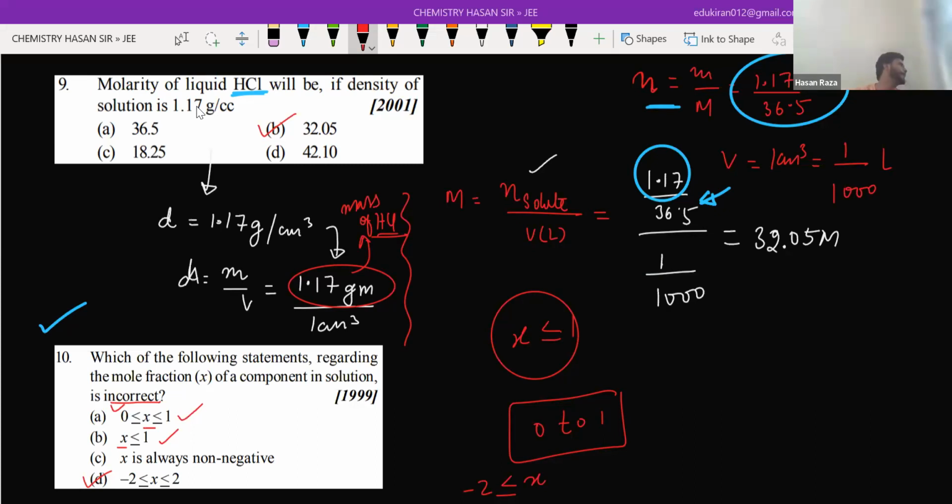Everyone done with this? Sir, D is the option, right? Correct. Yes, D is the right option. And someone has sent C and D. Shahid, C cannot be the answer. X is always non-negative. It is true because X represents mole fraction, and mole fraction has a value 0 to 1. Is it negative? Is there any number which is negative in between this, Shahid?